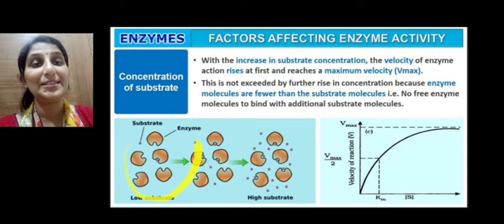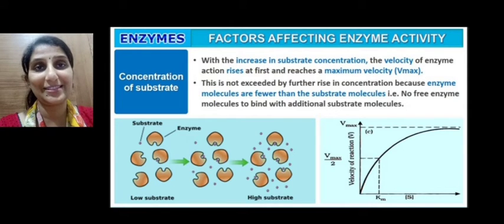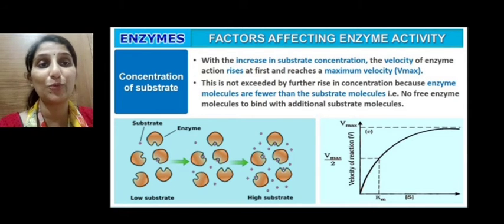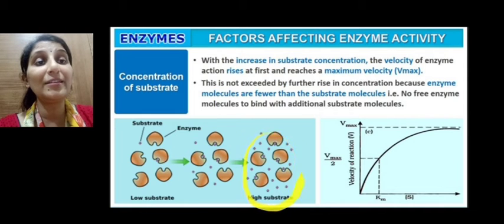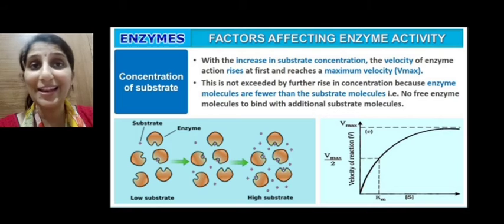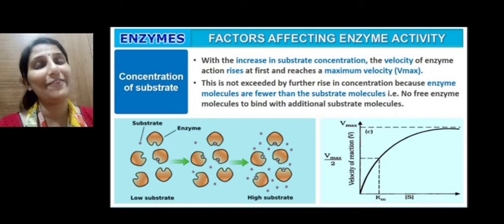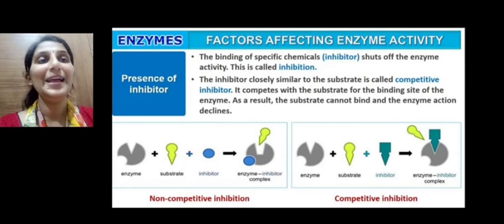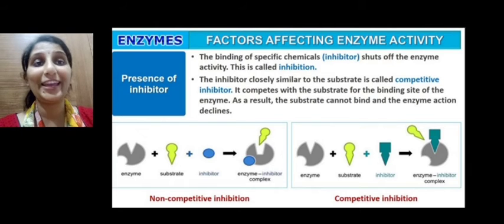We can see over here these enzymes and the substrate. Initially the rate of reaction is increased, that is substrate is converted to product, but with further increase in substrate, the number of enzymes available will be less. So beyond Vmax, there will be no further increase in the rate of reaction with increased concentration of substrate. And last is the presence of inhibitor.